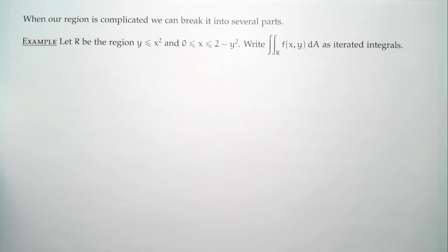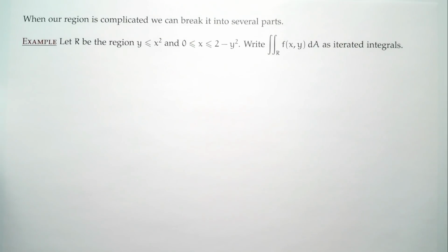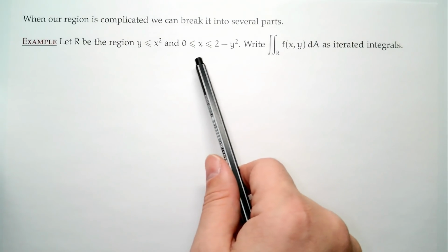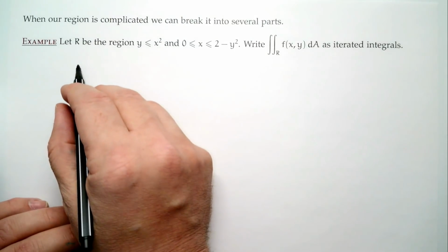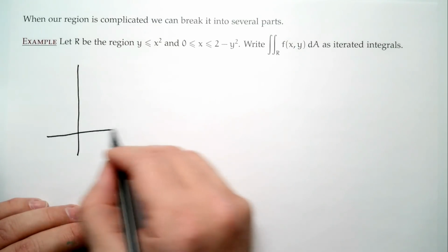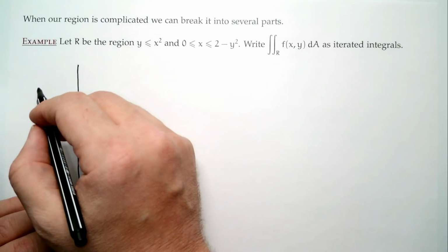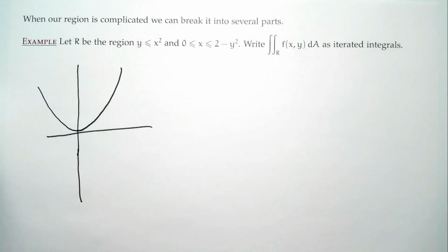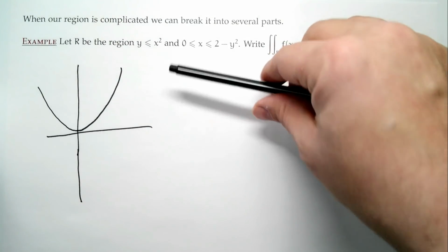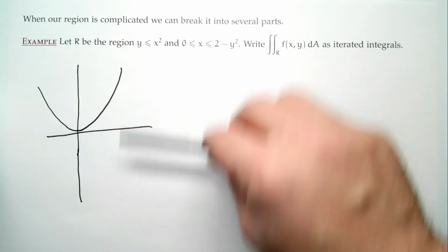So let's consider the following. R is the region where y is less than or equal to x squared, and 0 is less than or equal to x is less than or equal to 2 minus y squared. I'm not going to hum and haw too much here, because I do want to sketch this. Okay, y is less than or equal to x squared. So I sketch y equals x squared. We want to be less than or equal to x squared, which means we want to be below the parabola. So we're down here, below the parabola.